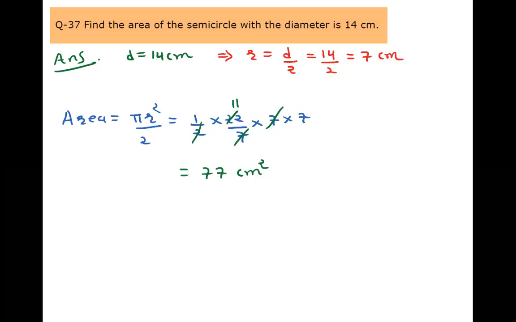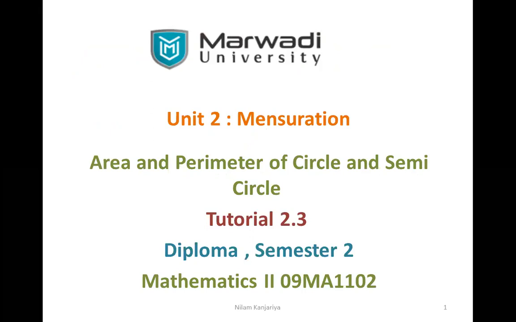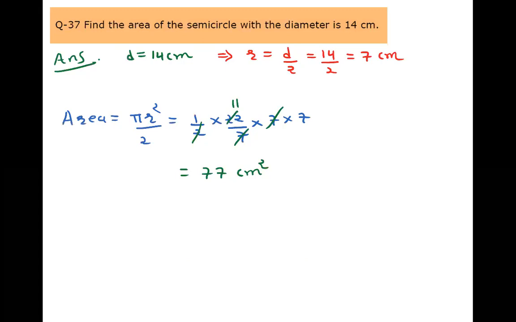Okay, students. So we stop here because we completed our tutorial number 2.3, circle and semicircle, all examples. This is the last example of today's tutorial. So let me stop here. Now ready for the attendance. All the students be ready. Just unmute yourself and give your attendance.